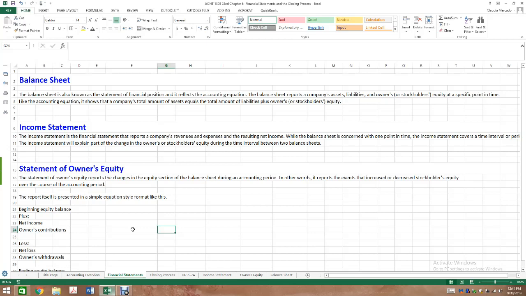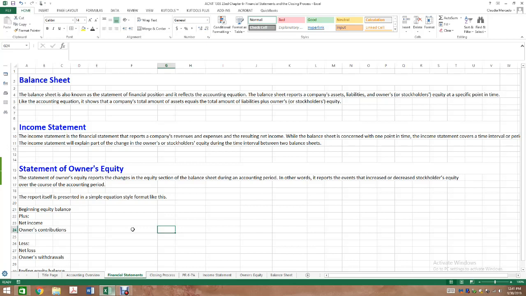Now, net income occurs if your revenues are greater than your expenses. A net loss occurs if your expenses are greater than your revenues. While the balance sheet is concerned with one point in time, the income statement covers a time interval or period. The income statement will explain part of the change in the owner's or stockholder's equity during the time interval between the two balance sheets.